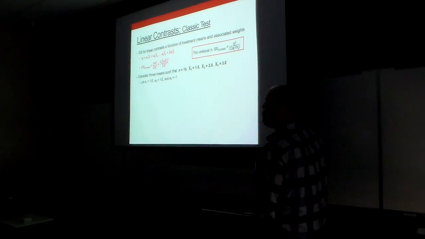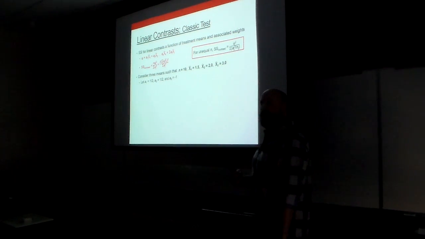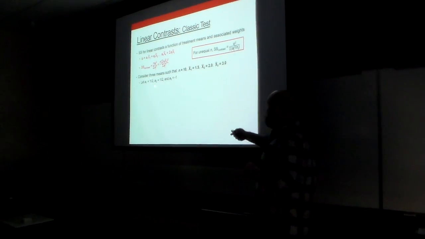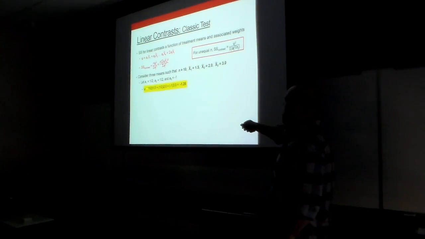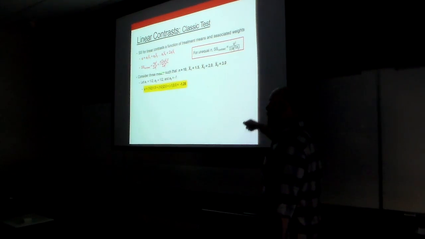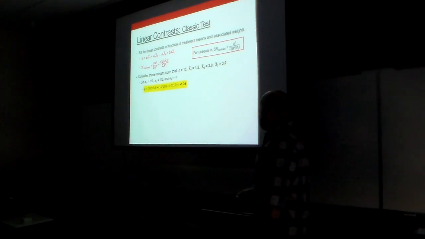We're comparing the average of the first two with the third one. What I'm interested in is comparing the combination of the first two with the third, right? So I go through and calculate the value of my contrast, which is 1/2 times 1.5 plus 1/2 times 2 plus -1 times 3. That gives me a contrast value of -1.25.